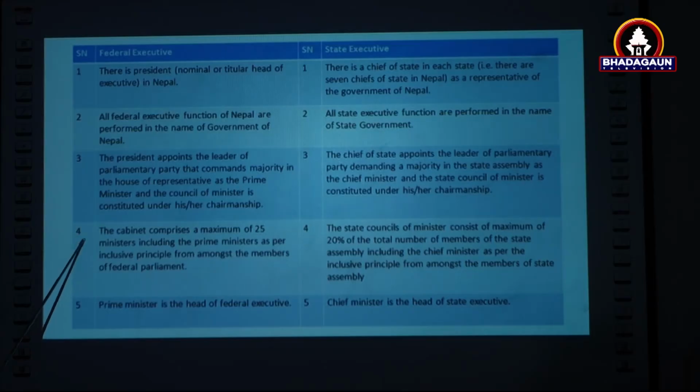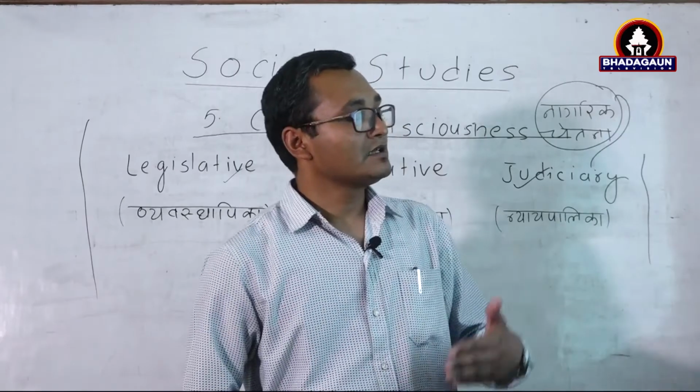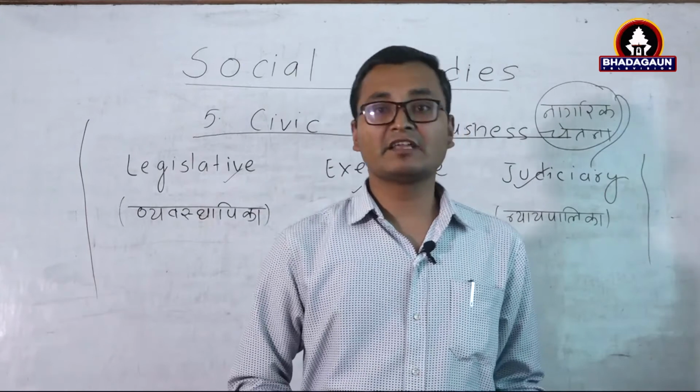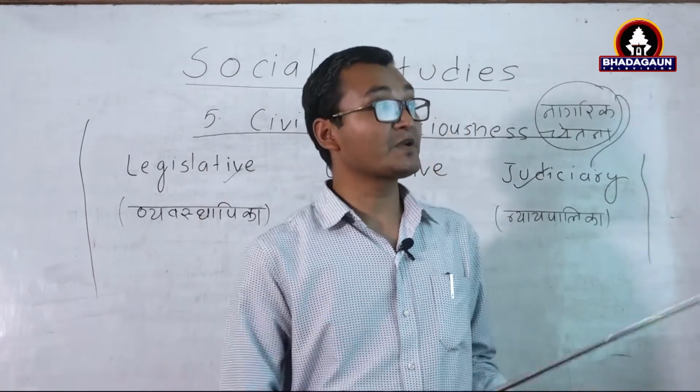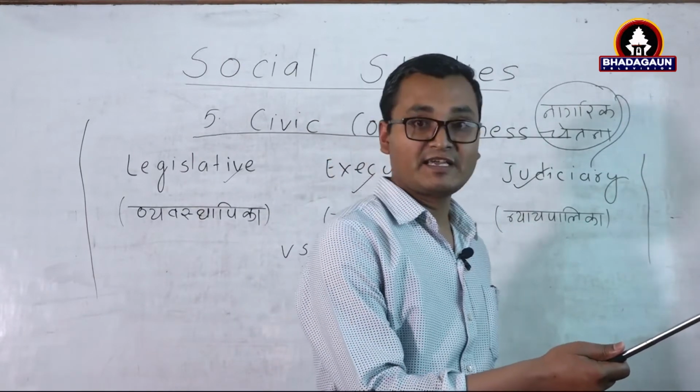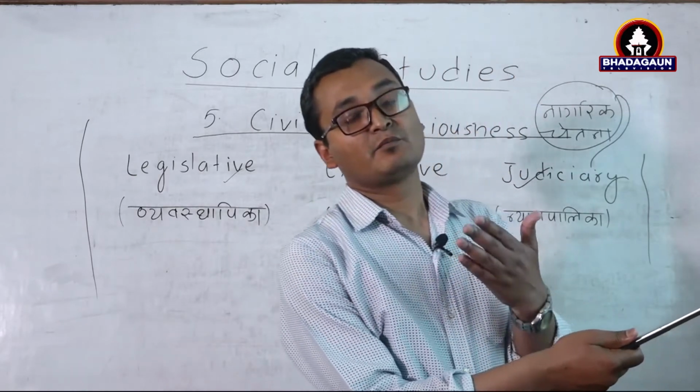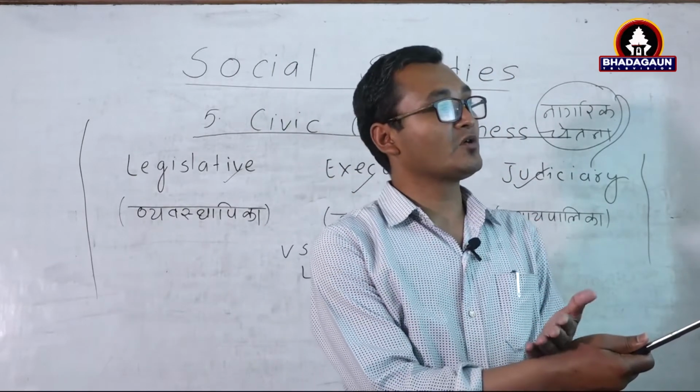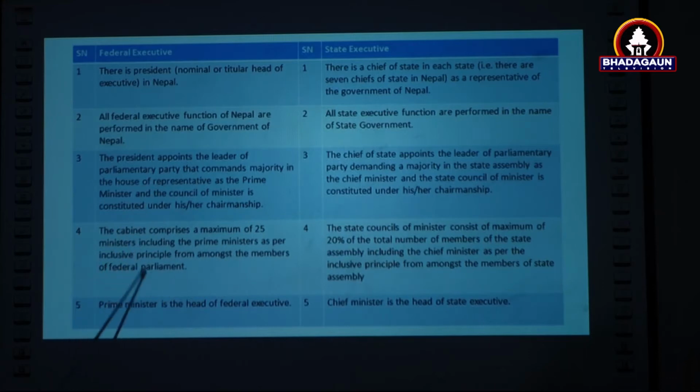भने नम्बर 4, the cabinet comprises a maximum of 25 ministers, including the prime minister, as per inclusive principle from amongst the members of federal parliaments. It means पार्लियामेन्टमा जति पनि मेम्बर्स छन् ती मेम्बरहरूबाट नै मन्त्री परिषद गठन हुनुपर्छ, तर 25 जना मात्र. बुझ्नुस् है, जम्मा 25 जना मात्र मन्त्री सदस्य भएको क्याबिनेट मन्त्री परिषद गठन हुनुपर्छ, त्यो पनि समावेशी सिद्धान्तको आधारमा.